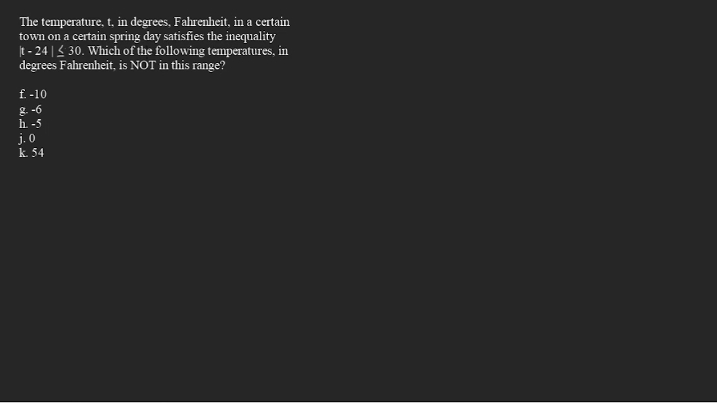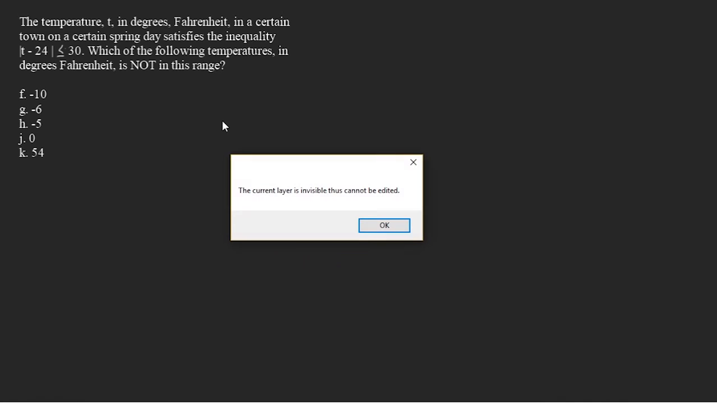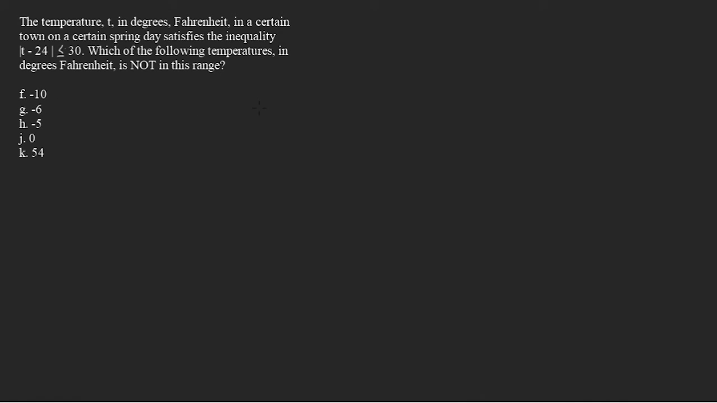The temperature T in degrees Fahrenheit in a certain town on a certain spring day satisfies the inequality T minus 24. Which of the following temperatures in degrees Fahrenheit is not in this range? So we just have to solve this equation, it looks like. What do we do here?